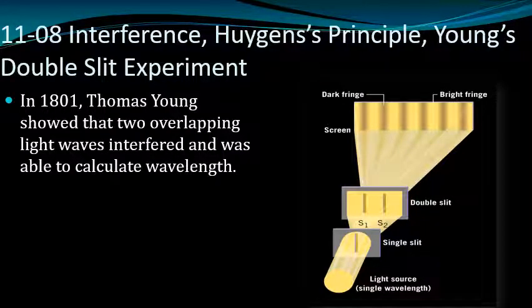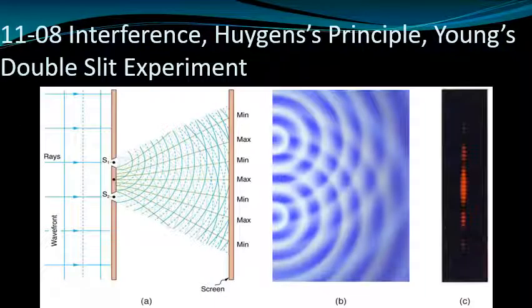Well, in 1801, Thomas Young showed that 2 overlapping light waves interfered and was able to calculate the wavelength. So what he did is he used 2 tiny little slits and shone the same light through these little slits, and they interfered with each other, which showed that the light spread out. So how it goes, we have a light source here, a light source here, and they each produce their own wavefronts, as marked by the little circles.